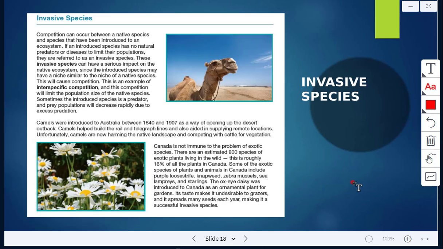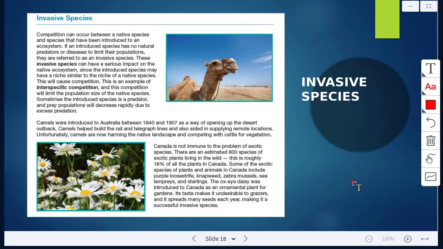And next is invasive species. So that's kind of like the example we looked at with the Arctic fox being introduced to the Aleutian Islands. If it's brought there intentionally and it takes over and becomes a stronger species, it becomes an invasive species. So competition can occur between a native species and a species that has been introduced to an ecosystem. So if an introduced species has no natural predators or diseases to limit their populations, they become an invasive species.